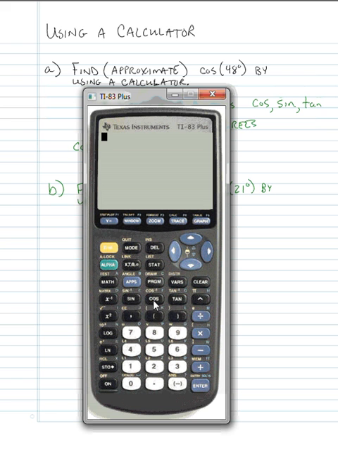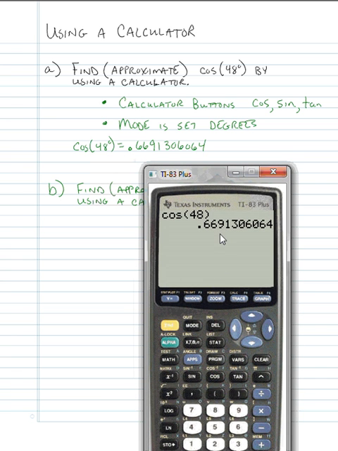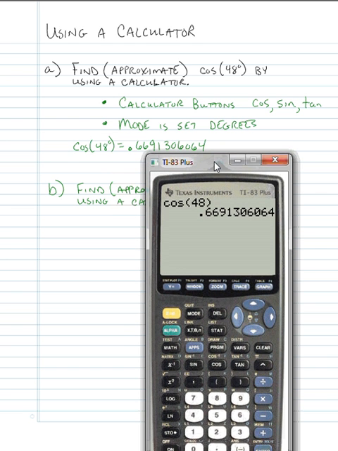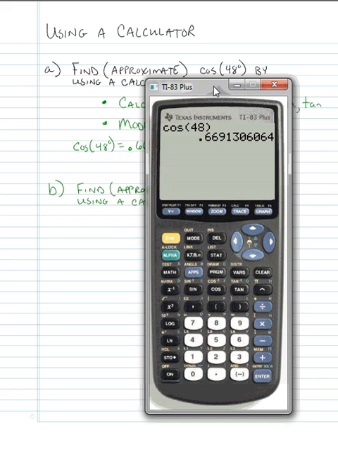We find the cosine key, click it. Notice that it opens a parenthesis, and so we're ready to put in our angle. It's assuming degrees, so we don't have to put in the degree symbol. We close the parentheses and we press enter, and yes, that's 0.6691306064, as you see. So that's the way we would handle that. It's very simple. We just have to be concerned about what mode we're in, either radians or degrees. Now let's continue with the next problem.